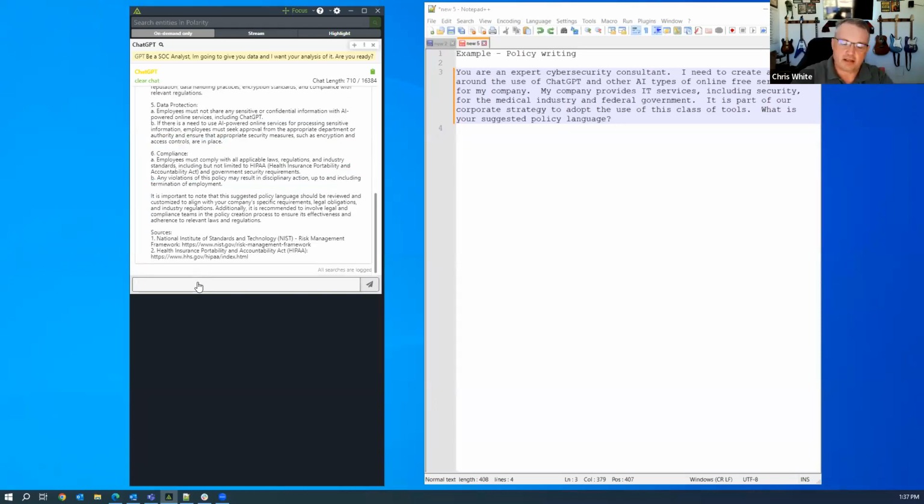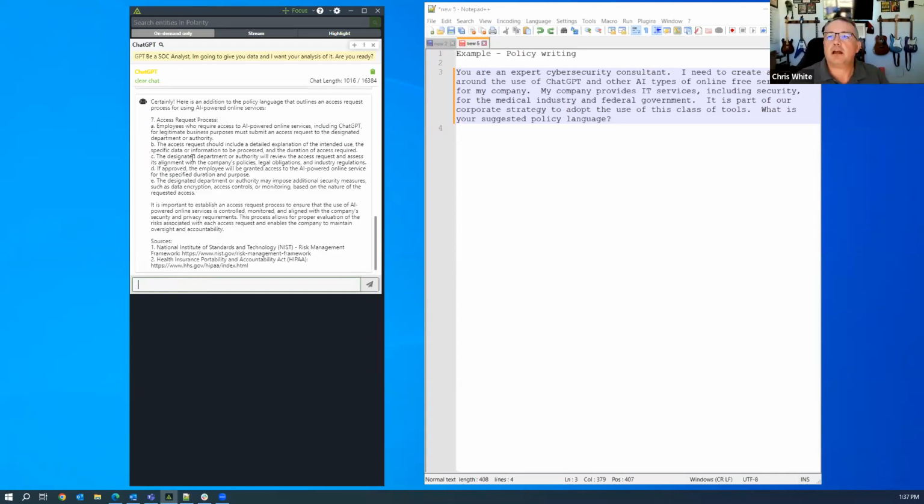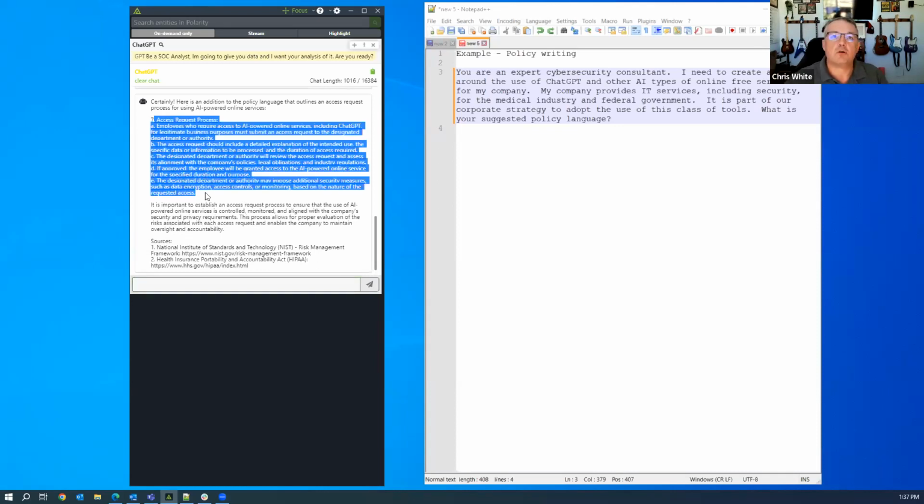And I can even say things like, please add an access request process. Because I want to make sure that when people are going to use something like this, they need to ask security's permission. And there it does. You can add it. So it's not perfect, but it gets us to that starting point.